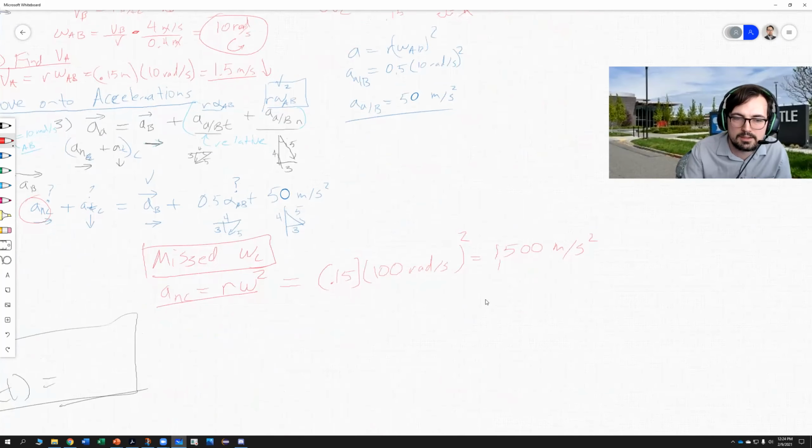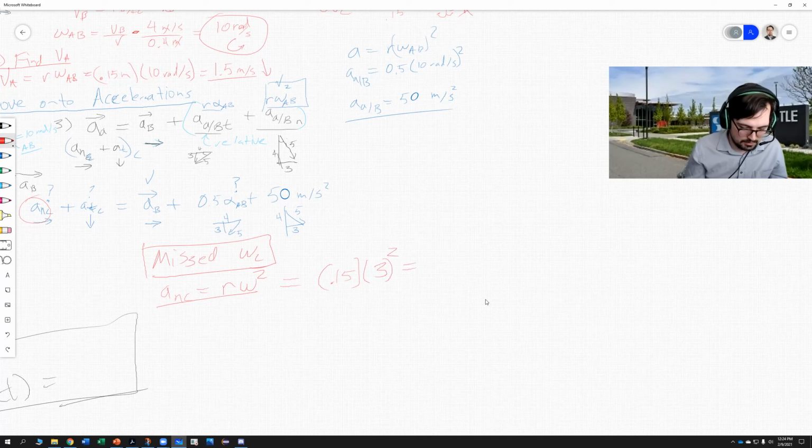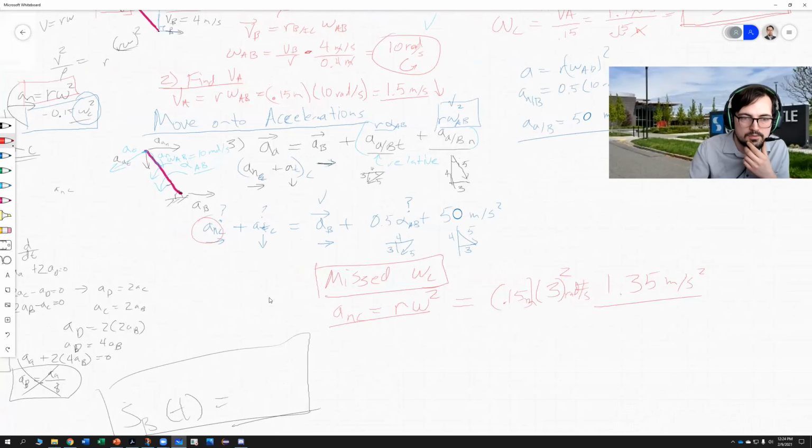So coming back to omega C here, omega C is a much different answer. I was like, why is this so large? If you have a gut reaction that something is wrong, it's better to stop and check your work than get to the answer and go, what happened? Times 9. Okay, this makes a lot more sense. This is 1.35 meters per second squared. Remember that this is rads per second, and this is meters, so our answer is going to be meters per second squared.